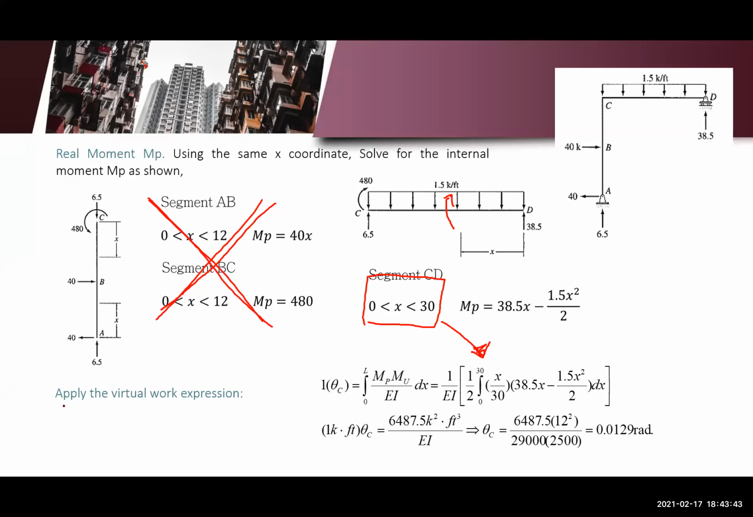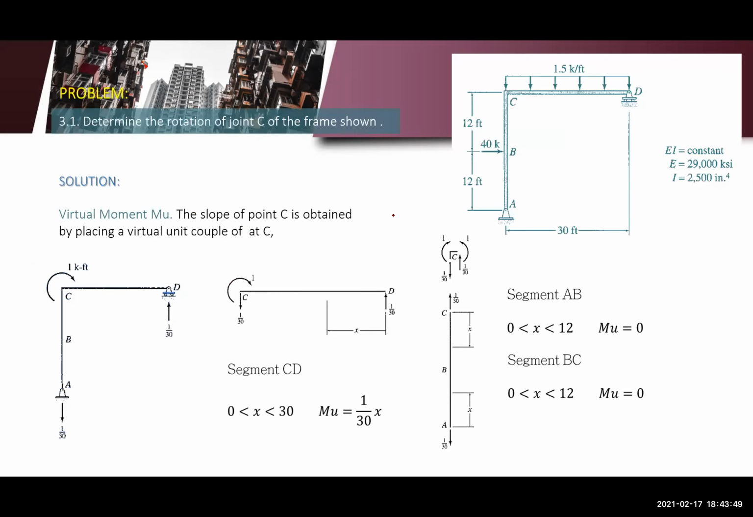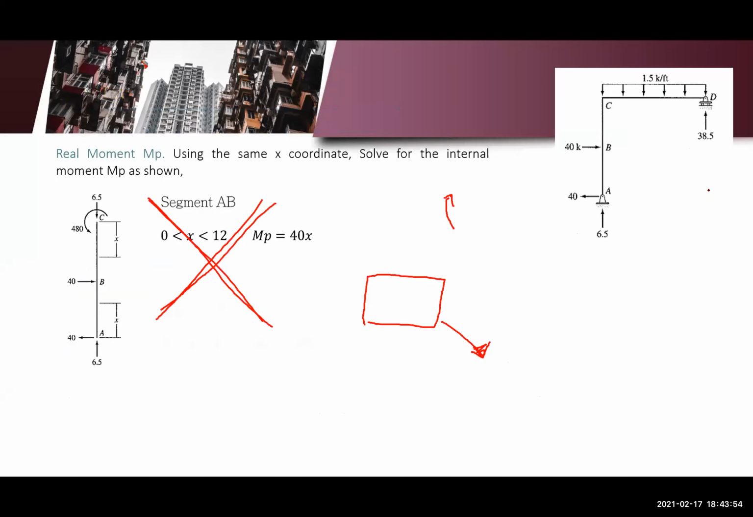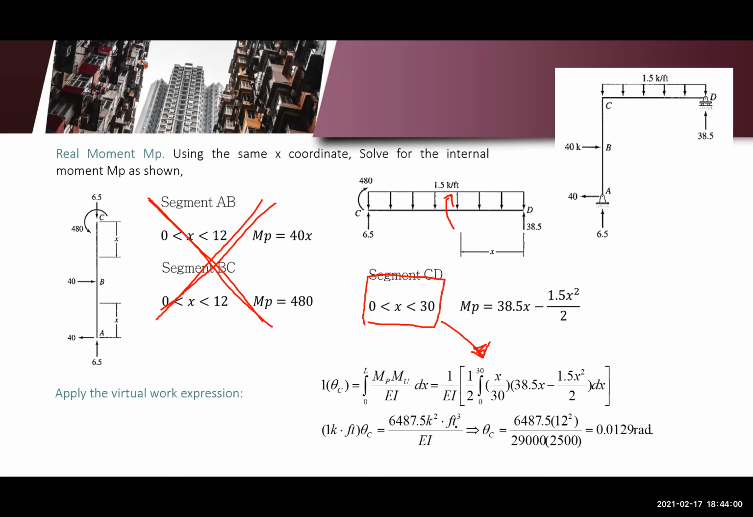Sinsolve natin. And then you will get 6487.5 kips per. Sorry, this is square. This is square po. Pakiayos na lang. Square. And then kaya yun, 12 squared naman yung nakalagay dito. Ito lang na error. Over EI, so you will get 0.0129 radian.